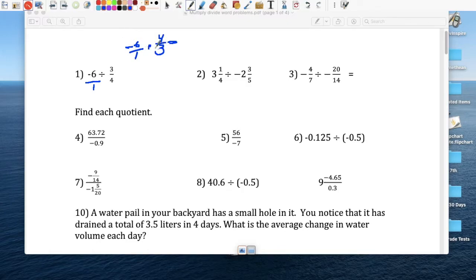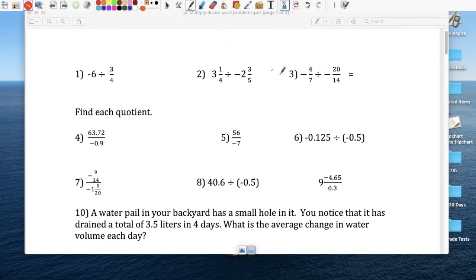I can simplify the 6 and the 3. 3 divided by 3 is 1, 6 divided by 3 is 2. And I'm left with, well, negative times a positive is a negative, and 2 times 4 is 8. So basically that says if you had 6 units of something, and you wanted to cut those units in 3/4 pieces, how many 3/4 pieces can you make? You can make 8 pieces, but negative. Okay.